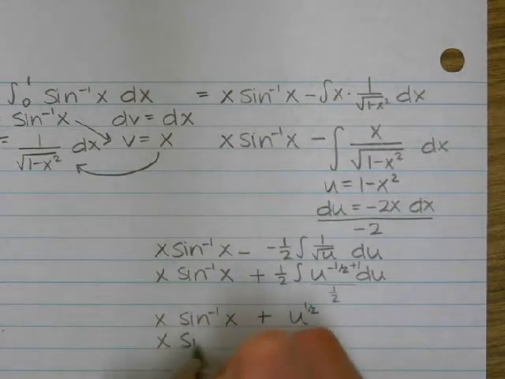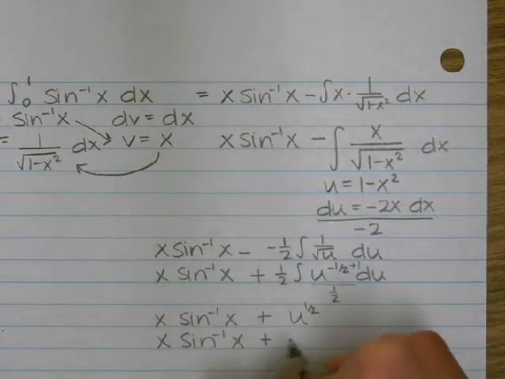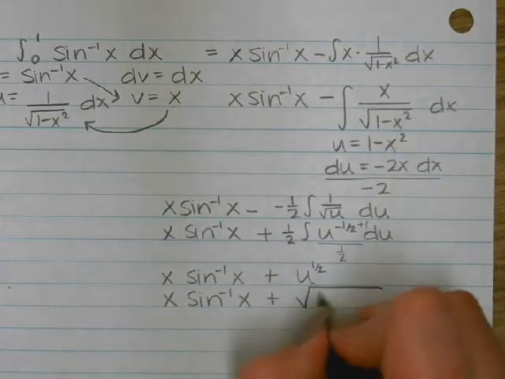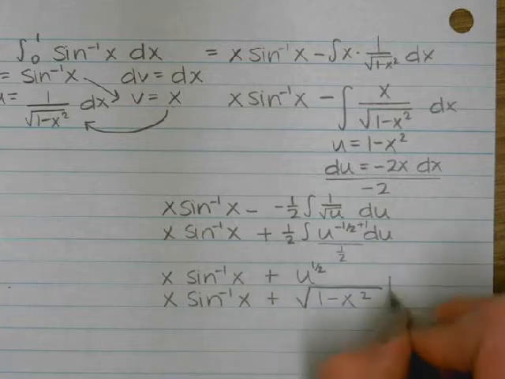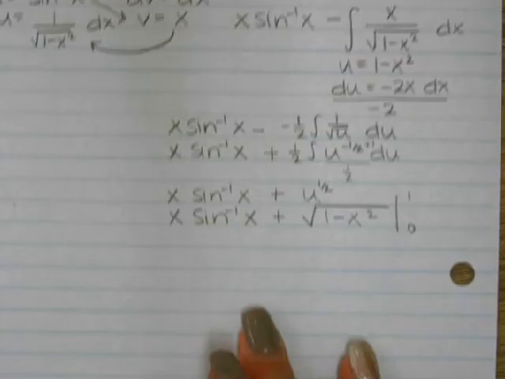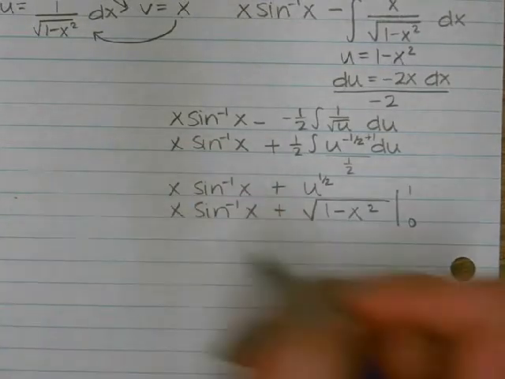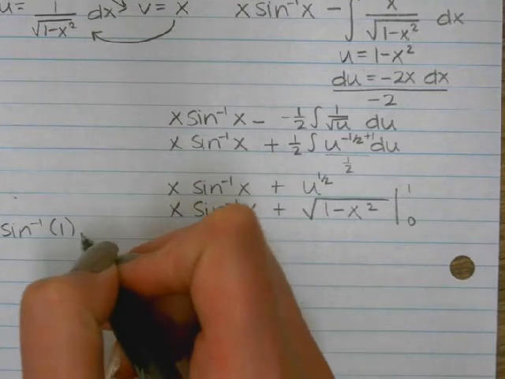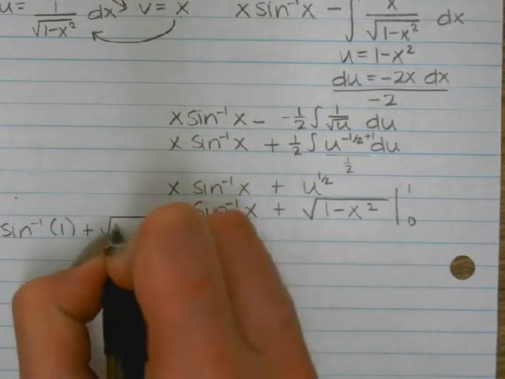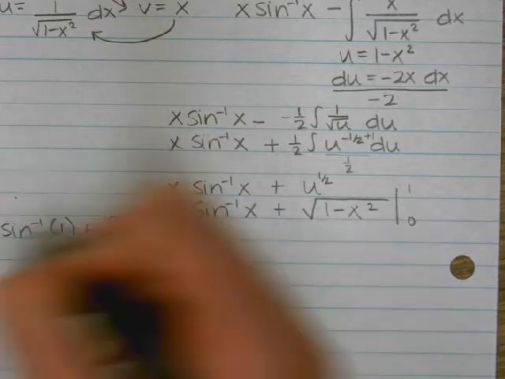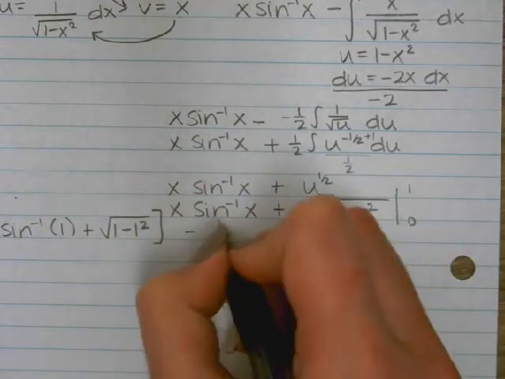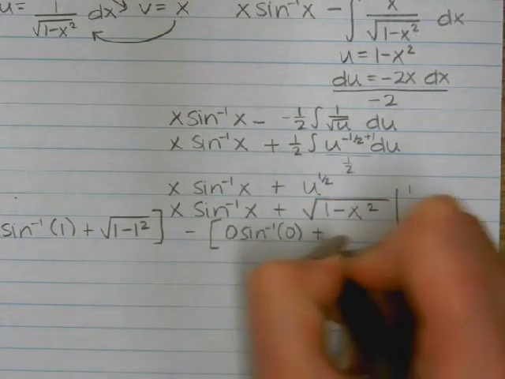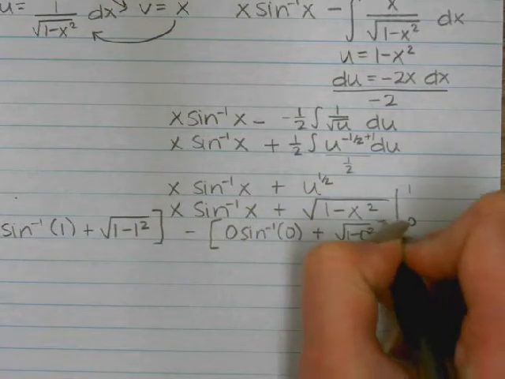So now I can go ahead and replace that u again. This is a square root because it's u to the 1/2. What I had for u was 1 minus x squared. And this is being evaluated from 0 to 1. Okay, so I've got 1 times sine inverse of 1 plus the square root of 1 minus 1 squared. And I'm subtracting off 0 times sine inverse of 0 plus the square root of 1 minus 0 squared.